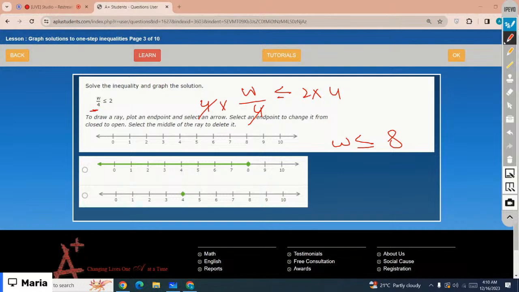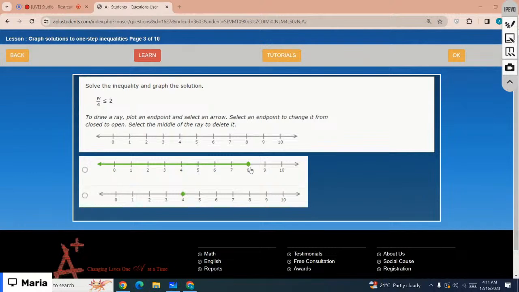So which is the correct option? Which one is the graph of the inequality? The values must be less than 8, right? So the arrow must point to the left-hand side of the 8, right? Because on the left-hand side of the 8 you have all the numbers that are less than 8. Also, 8 must have a filled circle because 8 is also included in the graph, right? So the correct option is option number 1. Option 1 is the correct option, right?